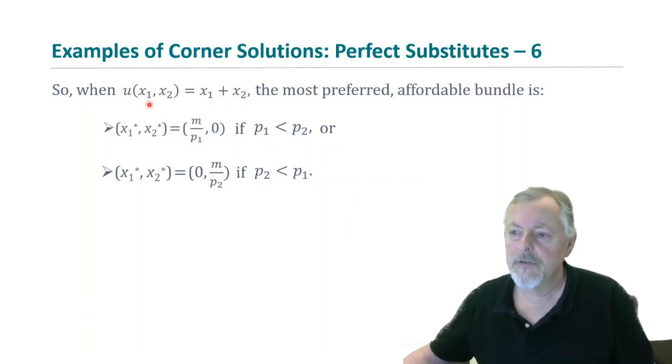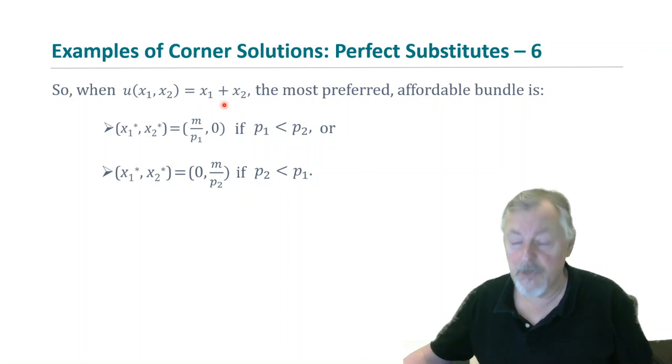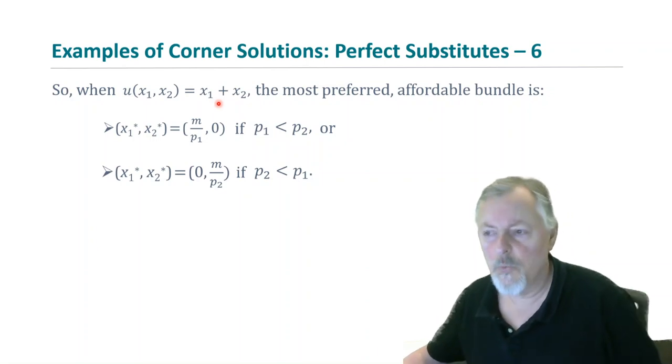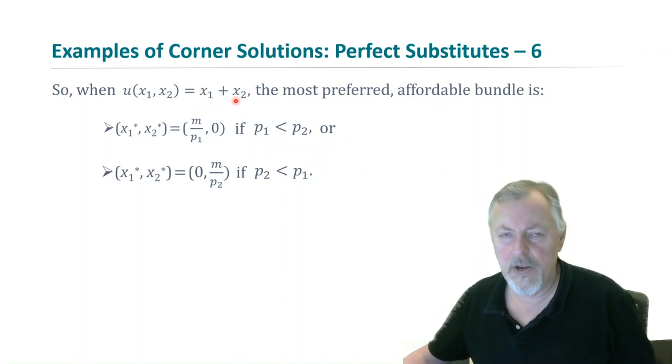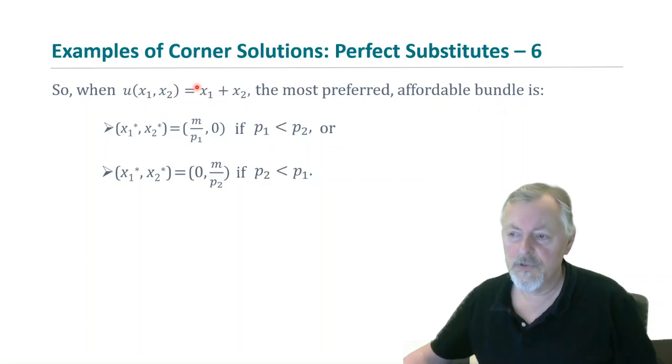Here, this is the utility function for perfect substitutes. And what's more, where you're willing to trade them off at a ratio of 1 to 1. This could be 2x1 plus 1x2, and they'd still be perfect substitutes. So in this simple case, this is the utility function, where the person is willing to trade off at a rate of 1 to 1. Well, then they're just going to spend all their money on whichever one is cheaper.